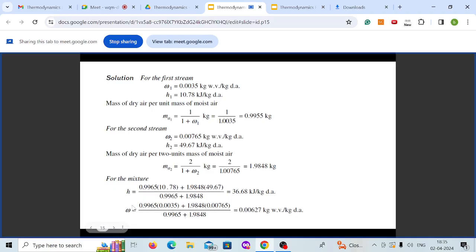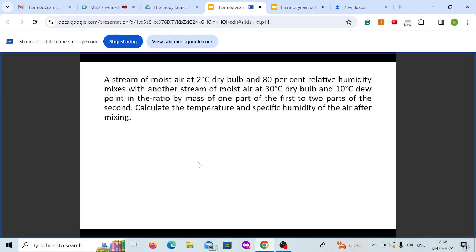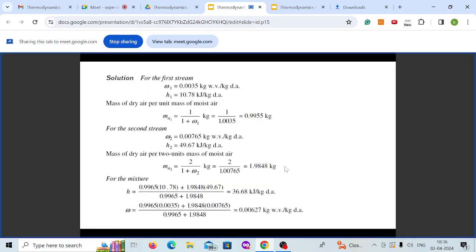So 0.9965 into your specific humidity plus second stream mass of dry air into specific humidity, divided by the total dry air mass. So this gives you 0.00627 kg of water vapor per kg of dry air. Now using these two values from the psychrometric chart, you can easily find out any other property which you will need.